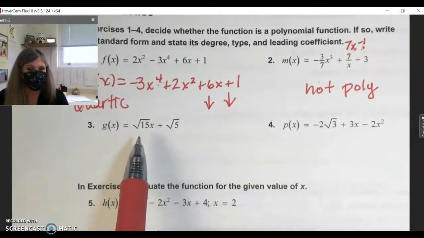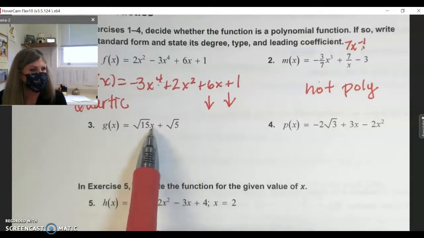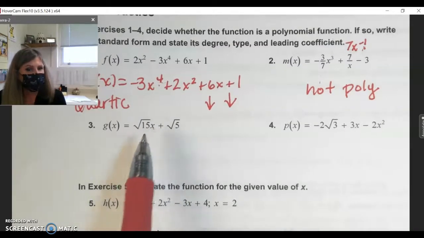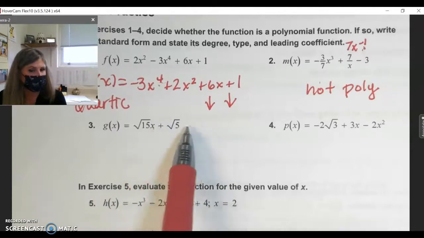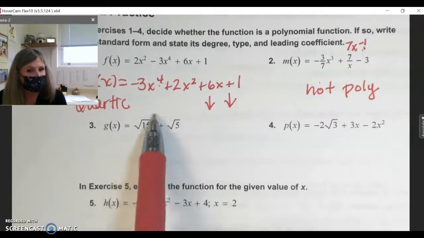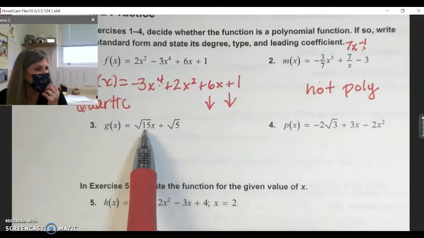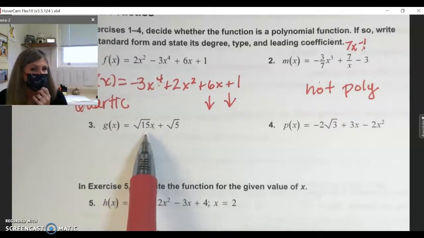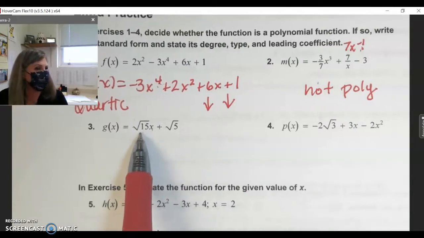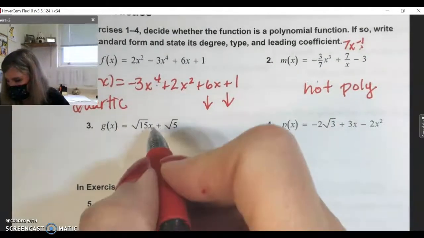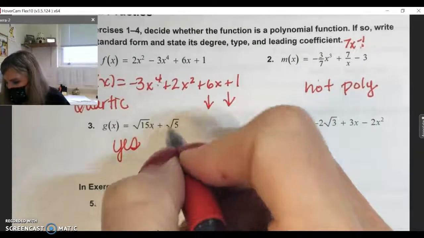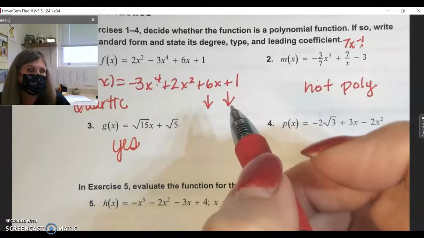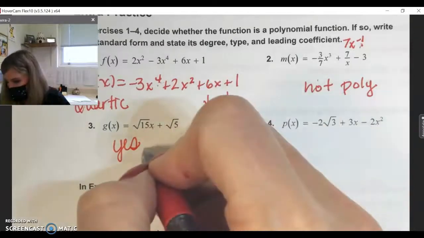All right, on this one, this x is not under the radical. This is outside of the radical. So we have to meet the requirements of having whole numbers for exponents, and we do. We also have to have real coefficients. Is this a real number? What type of number is it? Irrational, but irrational still is real. We can't have imaginary, so I couldn't have an i there, but I can have a radical. So this would be yes. Anybody know what type if it's just x to the first? Linear.